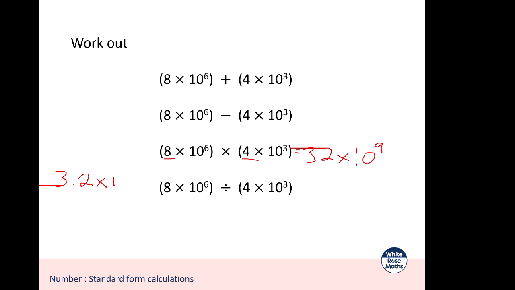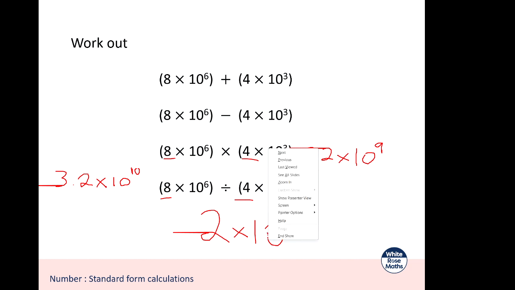If the power is positive, then it's a big number. If the power is negative, then it's a decimal, or a small number. Careful, it's 32 times 10 to the 9, so 3.2 times 10 to the 10. Right, dividing now. I do 8 divided by 4, which is 2, and then 10 to the power of 6 divided by 10 to the power of 3, so that will be 10 to the power of 3.